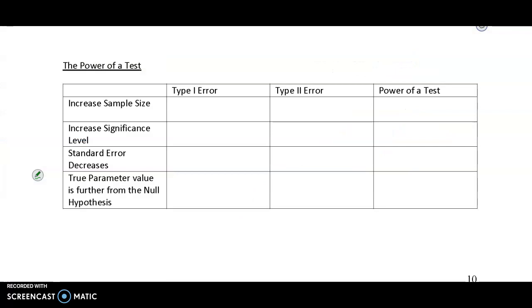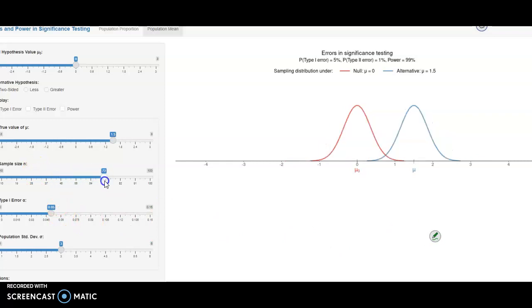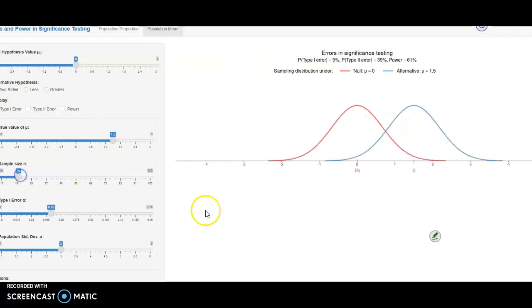Now our first one is if I increase the sample size. So right now I've got a sample size of 30. So I'm going to go ahead and increase to, let's go up to 73. Now, when I increase the sample size, notice my type 1 error doesn't change, but my power increases, and my type 2 error decreases. Now, what if I decrease my sample size to like 20?